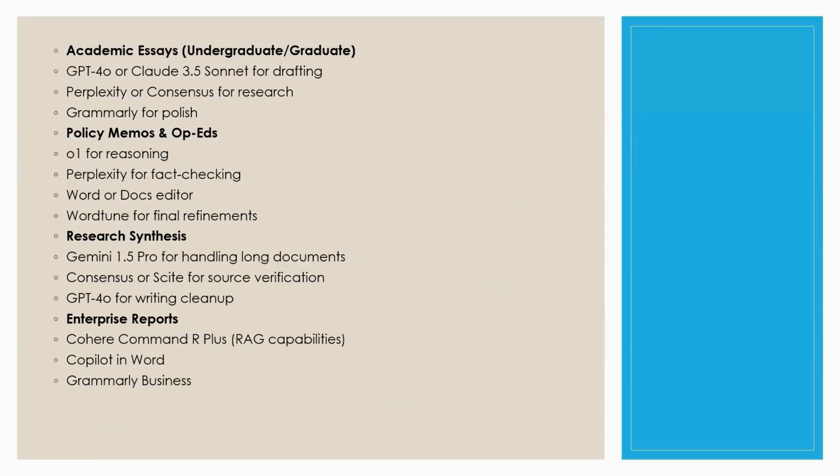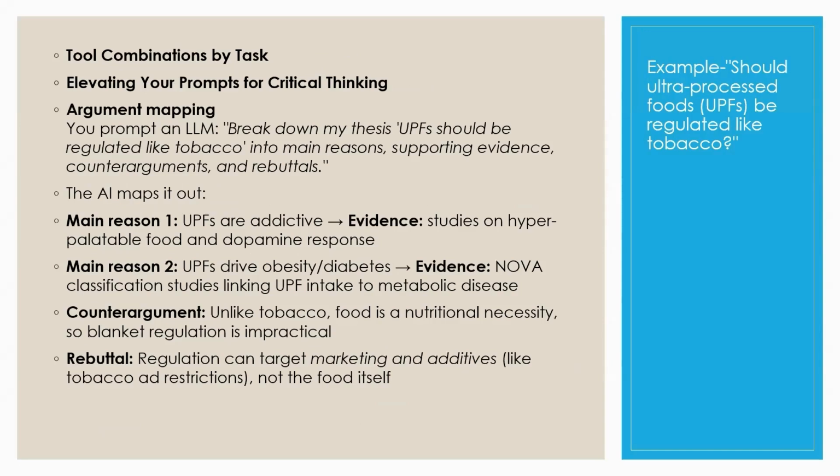And how can we write this? We can give an LLM, a large language model, an argument prompt like: break down by thesis, for example, ultra-processed foods should be regulated like tobacco, into main reasons, supporting evidence, counterarguments, and rebuttals. Basically, what we are trying to do is write an article on UPFs, ultra-processed foods, and that they should be regulated like tobacco.